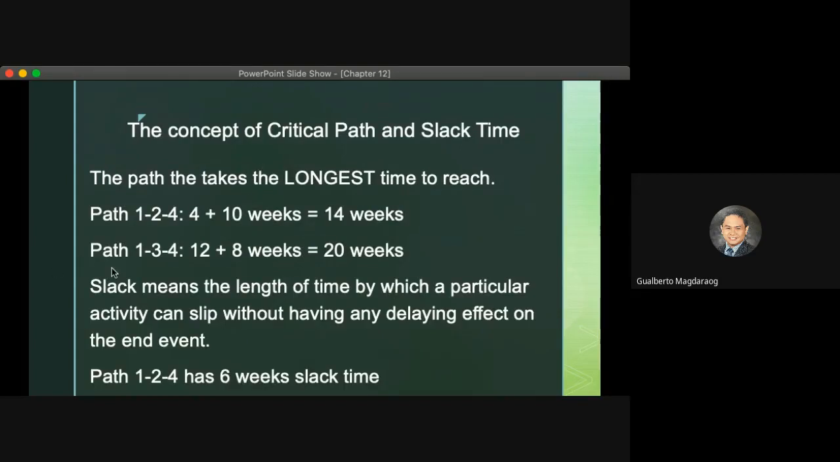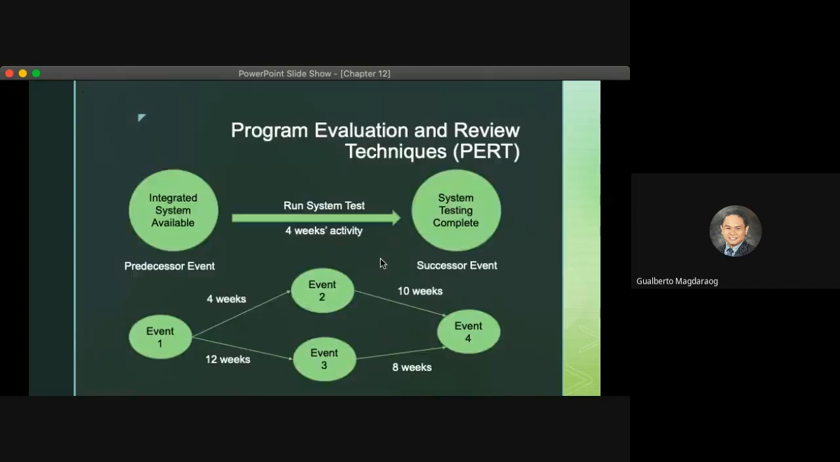Okay? So path 1, 3, 4 is the longest path. Therefore, that is the critical path. Any delay on this path will add additional time for the entire project. Unlike path 1, 2, 4, they can relax for 6 weeks while waiting for path 1, 3, 4 to finish their 20-week period. So this is the critical path.